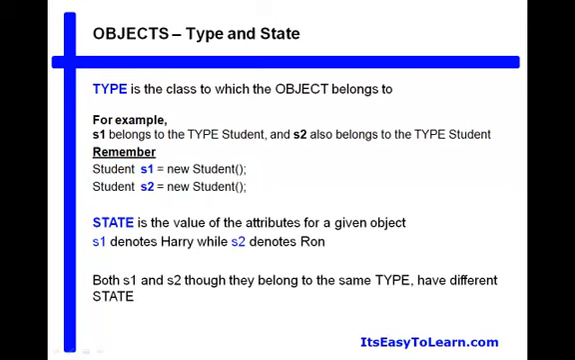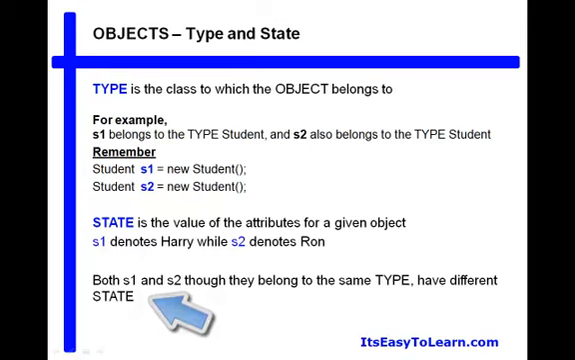Type is the class to which an object belongs. For example, S1 belongs to the type student and S2 belongs to the type student, because S1 equal to new student and S2 is also equal to new student. Okay. State is the value of the attributes for a given object. S1 and S2 have the same type but different states.